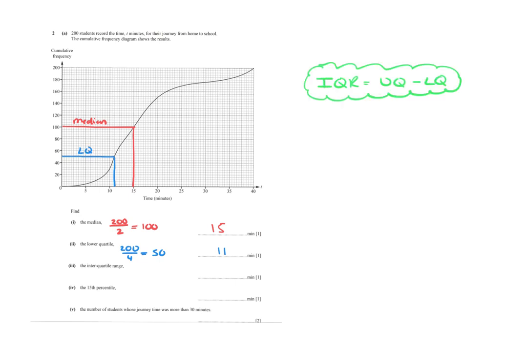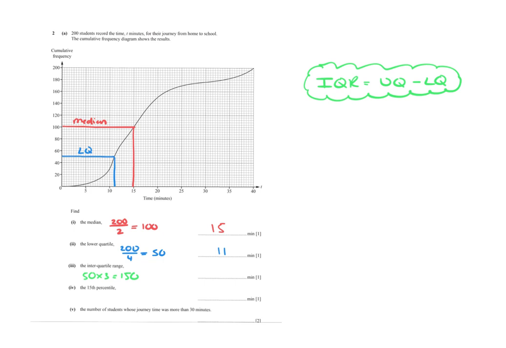Next, we want the interquartile range. Now, the interquartile range is given by finding the upper quartile, subtract the lower quartile. So I've already got my lower quartile, but I do need to find my upper quartile. And this is going to be at the position 3 times the lower quartile, so 50 times 3. So I need to be looking on my graph at 150.